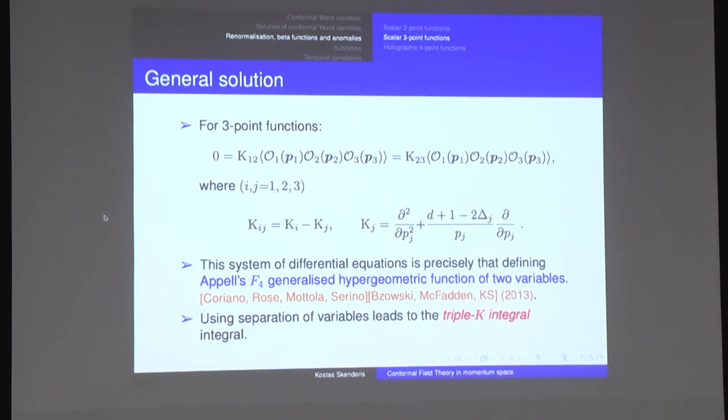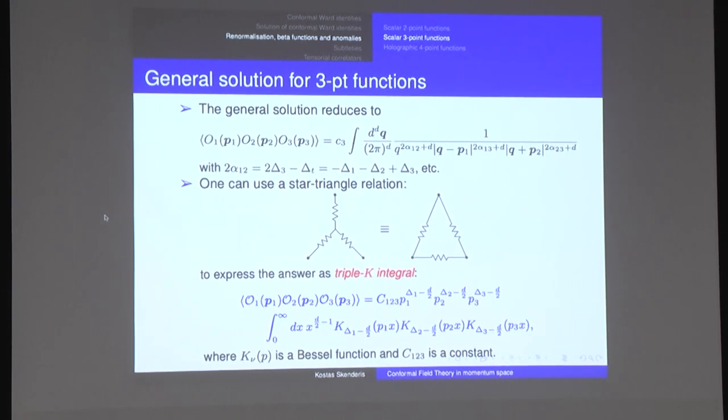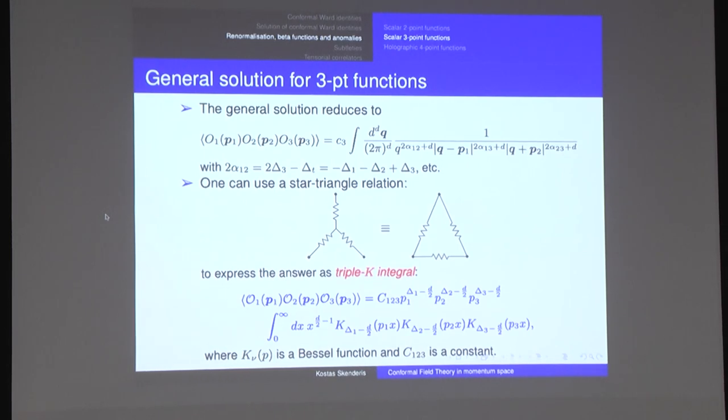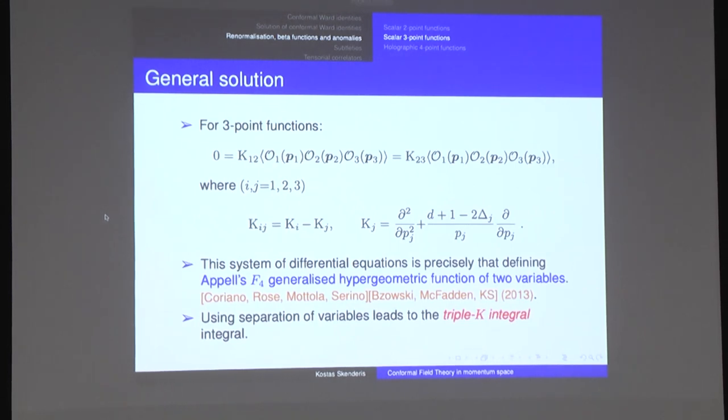You can also analyze this equation in a more lowbrow way. This equation can be solved by separation of variables, and when you use separation of variables, this directly leads to this triple K integral. So this is a triple K representation of the Appell F4 hypergeometric function. That's how we got the solution originally. So now for three-point functions, the building blocks are these triple K integrals.